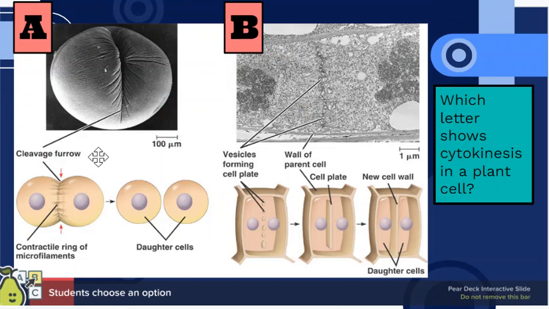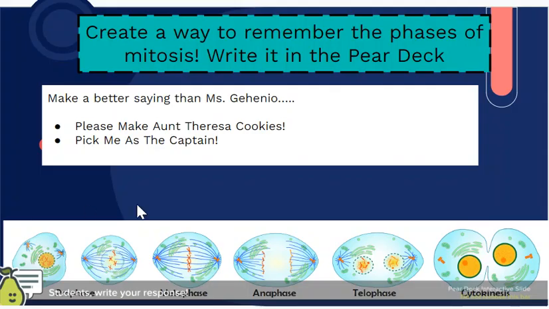Here's what it looks like in real life. A is showing a cleavage furrow of an animal cell. B is showing the cell plate of a plant cell. So, think of ways that you might be able to remember the phases of mitosis. I'm going to remind you of my trick. I peed myself at Target checkout. Interphase, prophase, metaphase, anaphase, telophase, cytokinesis.